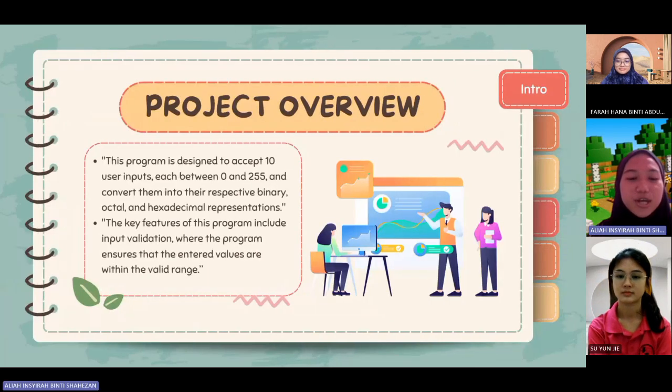Project overview. This program is designed to accept 10 user inputs, each between 0 and 255, and convert them into their respective binary, octal, and hexadecimal representations. The key features of this program include input validation, where the program ensures that the entered values are within the valid range.